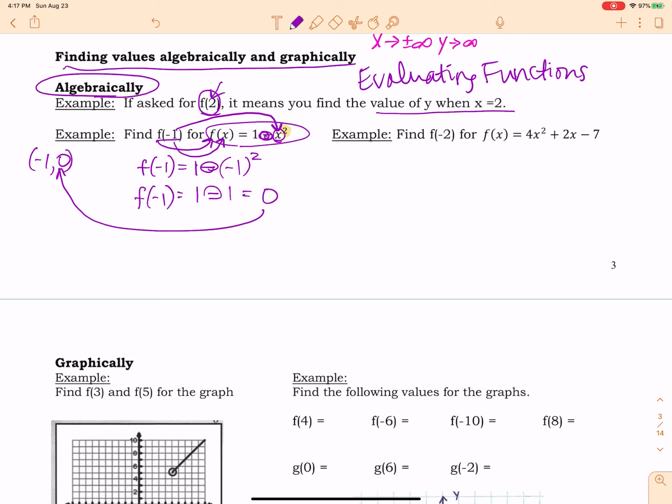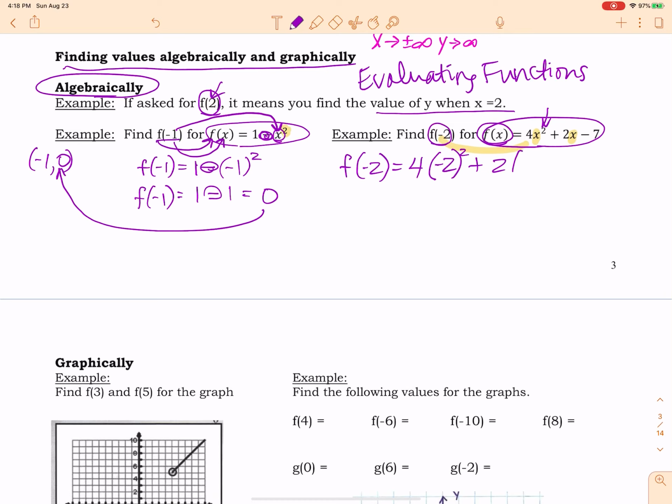Okay, so let's try this one over here. Now we've got a function where a little more is going on, but again, it is also a parabola. So if we look at what we're finding here, find f of negative 2. Everywhere you see an x, we're going to put the negative 2. So let's start with this first f of x. I'm going to find f of negative 2. So that equals 4. Use your parentheses to substitute things in. Plus 2 times negative 2 minus 7.